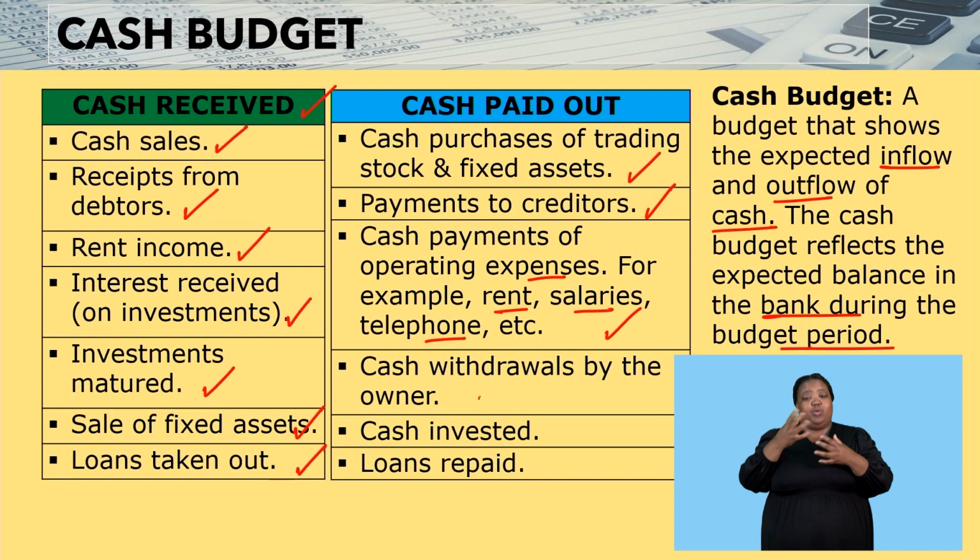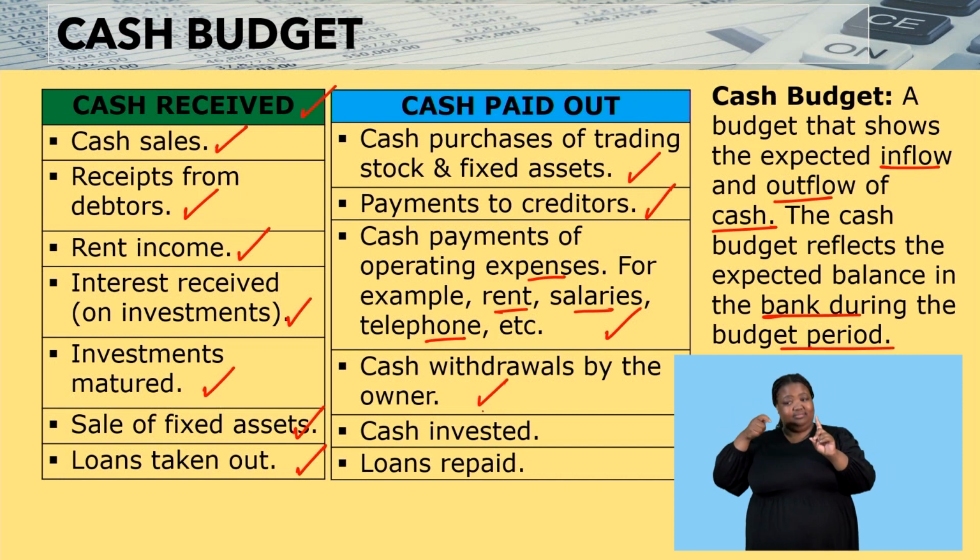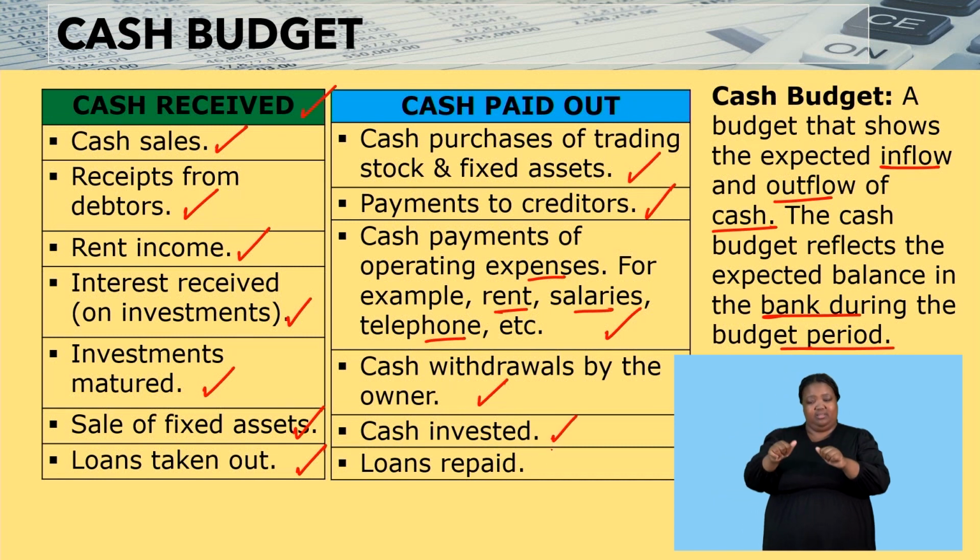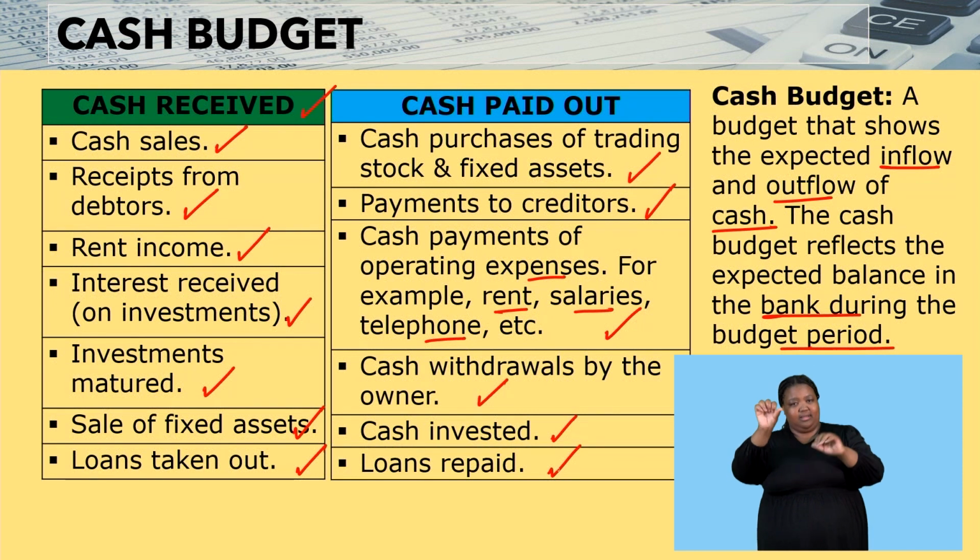When we have expenses that we pay for, that is recorded under cash paid out. Cash withdrawals by the owner, drawings of cash. This is recorded under cash paid out. Cash invested, when we take cash and put it in an investment, it goes under cash paid out, as well as loans repaid. When we get a loan from the bank, we have to end up paying it. When we pay back that loan, it goes under cash paid out.